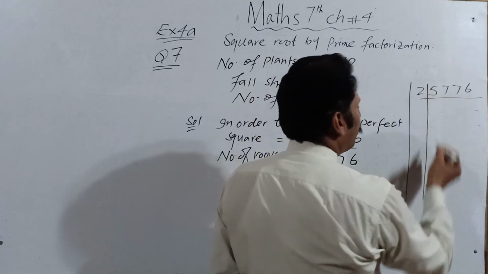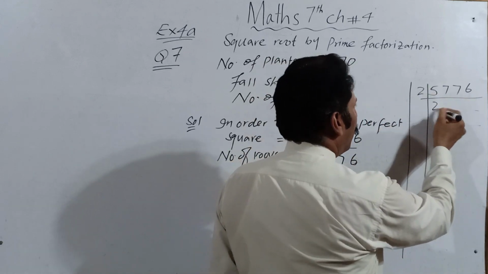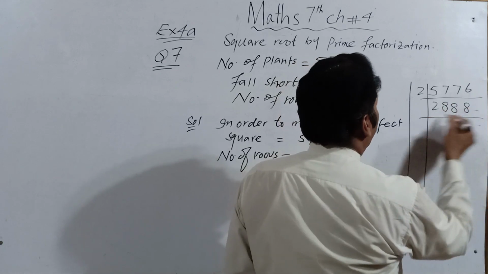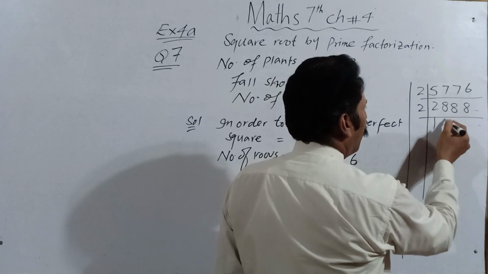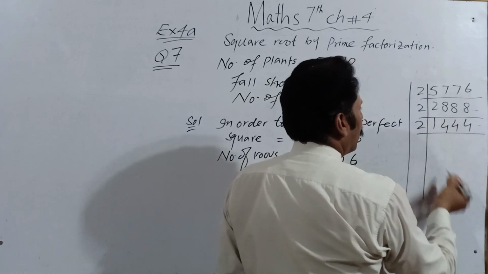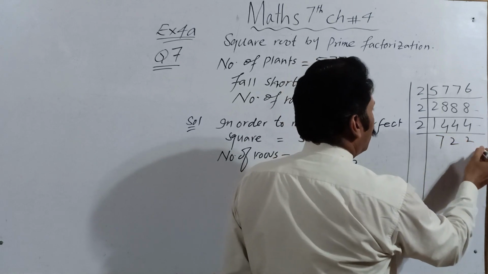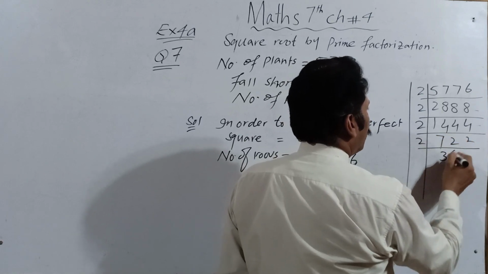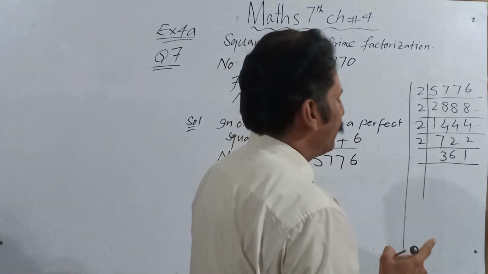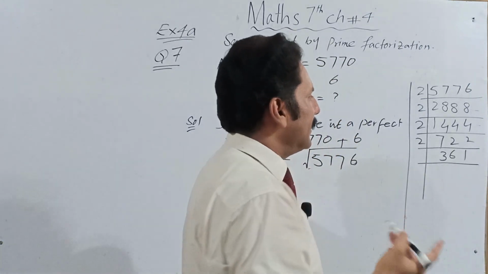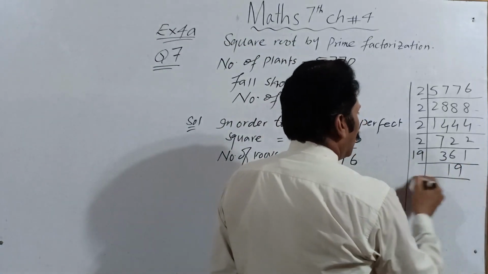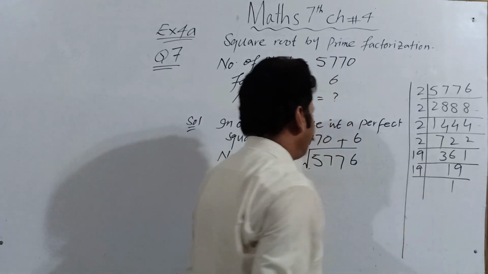Let's do it with 2. 2 2s are 4, 2 8s are 16, then 2 8s are 16 and 2 8s are 16. Again by 2, 2 1s are 2, 2 4s are 8, 2 4s are 8, 2 4s are 8. Again 2 7s are, 2 2s are, 2 2s are. Again 2 3s are, 2 6s are, 2 1s are. Now 361. I think that 19 19s are 361. So 19 is a prime number and 19 1s are 19.